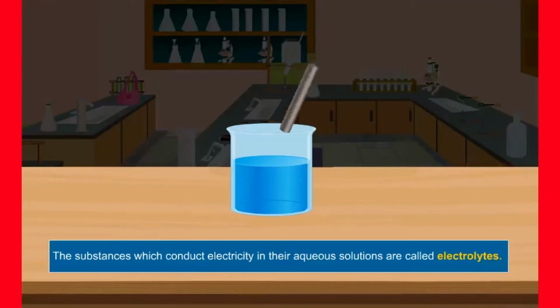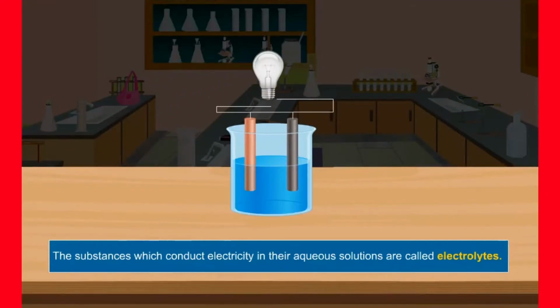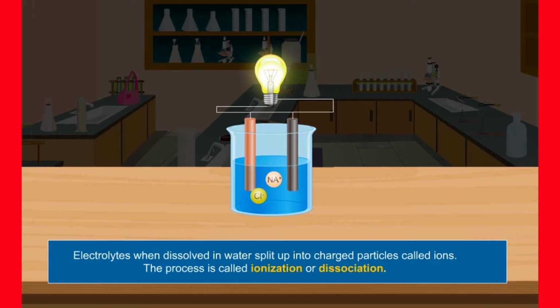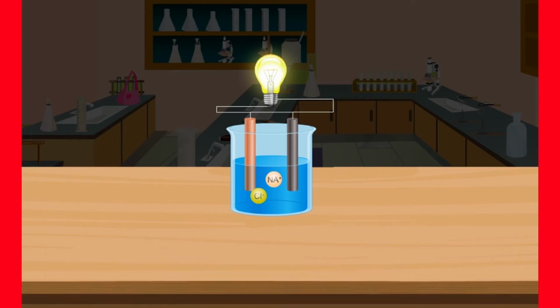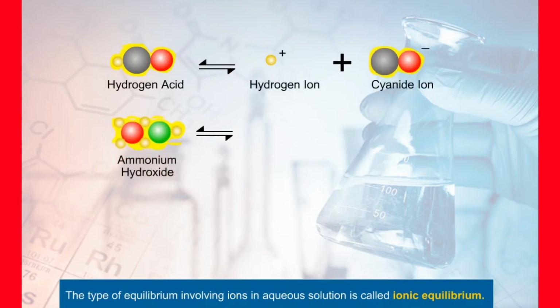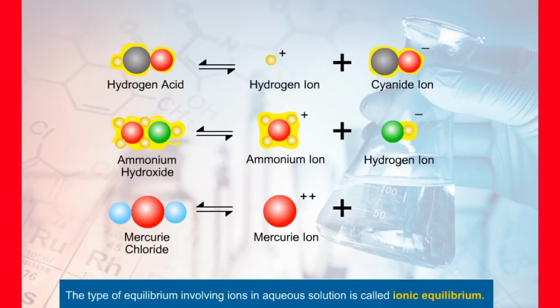Ionic equilibrium in solution. The substances which conduct electricity in their aqueous solutions are called electrolytes. Electrolytes, when dissolved in water, split up into charged particles called ions. The process is called ionization or dissociation. The type of equilibrium involving ions in aqueous solution is called ionic equilibrium.